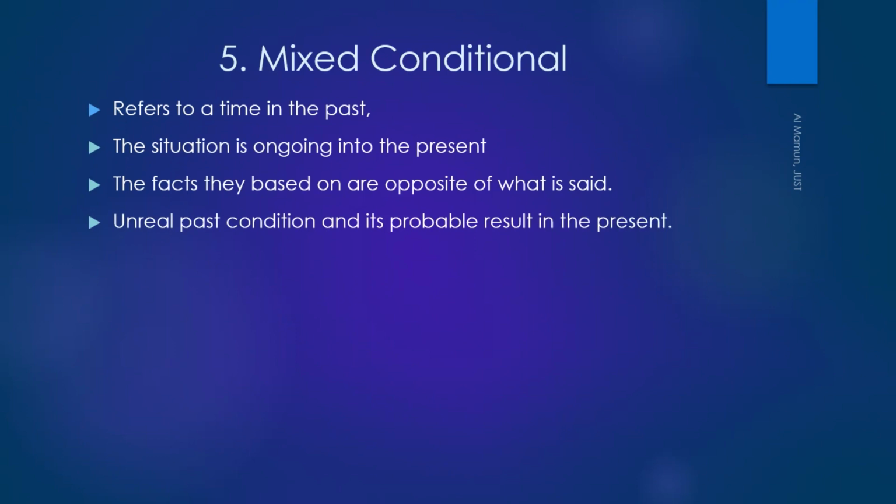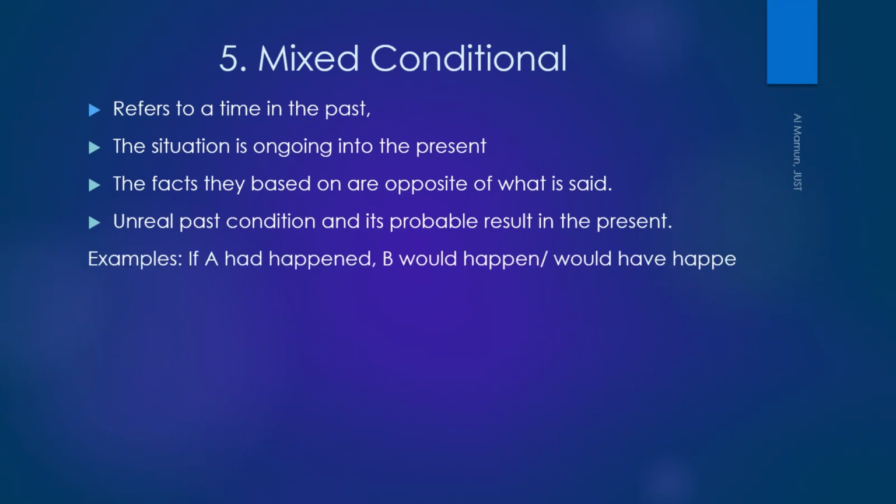So you see, in type 4 also there is an unreal past condition, but its probable result is in the past, but in mixed conditional the unreal condition is in the past, but its probable result is stated in the present. So that is the difference between 4 and 5. Example, if A had happened, B would happen or would have happened.